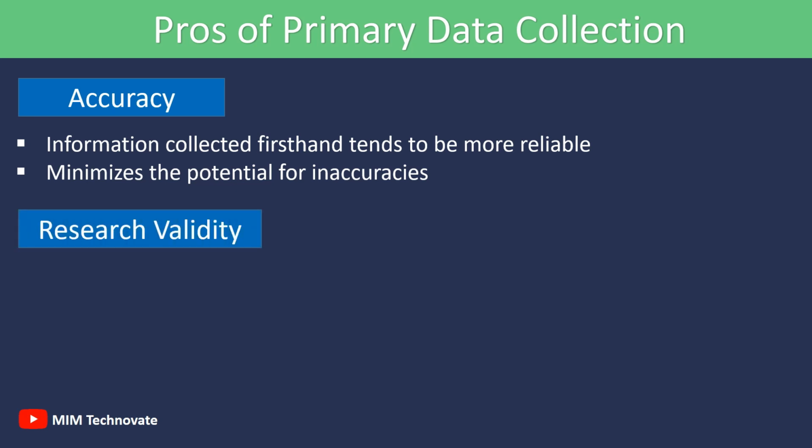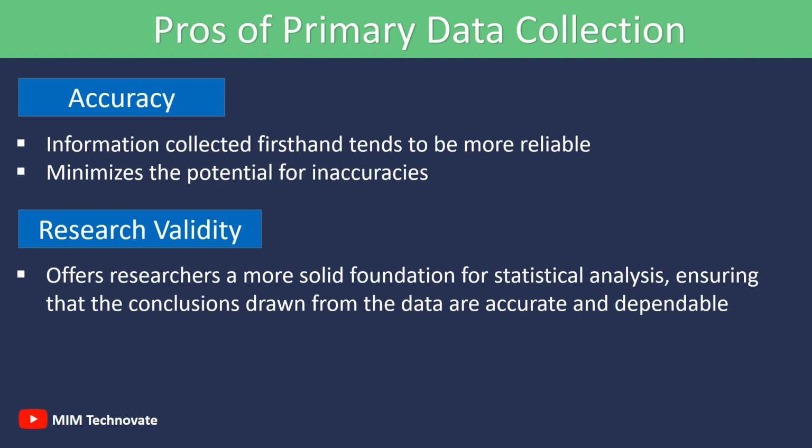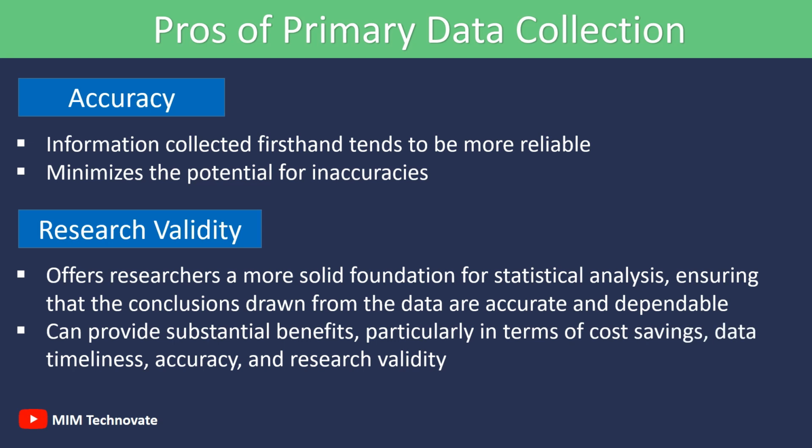Research validity. Research conducted using primary data sets typically achieves a higher level of validity. This is attributed to the authenticity and relevance of data collected directly from the source. Primary data offers researchers a more solid foundation for statistical analysis, ensuring that the conclusions drawn from the data are accurate and dependable. Leveraging primary data in statistical analysis can provide substantial benefits, particularly in terms of cost saving, data timelines, accuracy, and research validity.